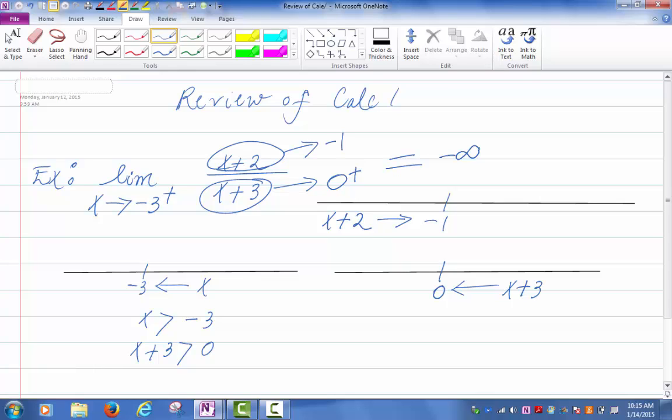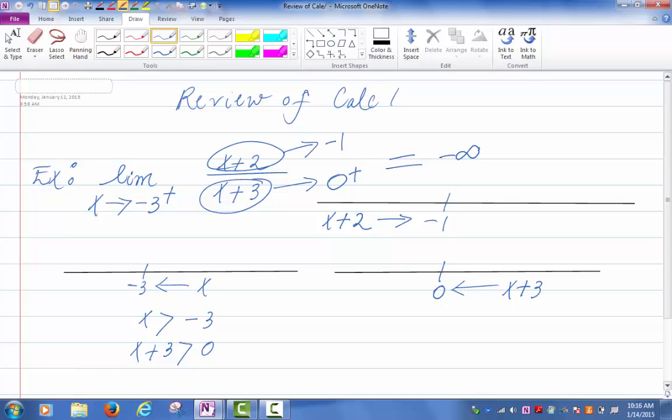x plus 3 is a positive quantity when x is on the right side of -3. So as x goes to -3 slowly from the right side, x plus 3 is going to 0, but the sign of x plus 3 is positive. If x is going to -3 from the left side, then x plus 3 will go to 0, but it will be negative, right?